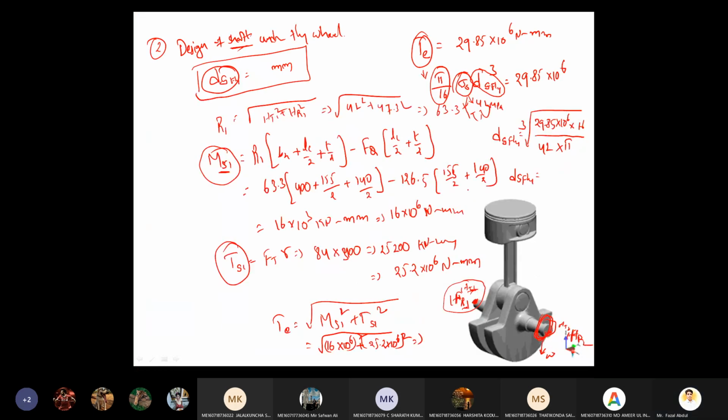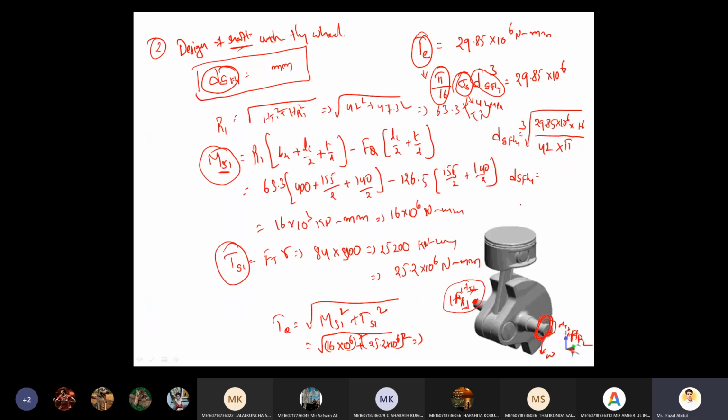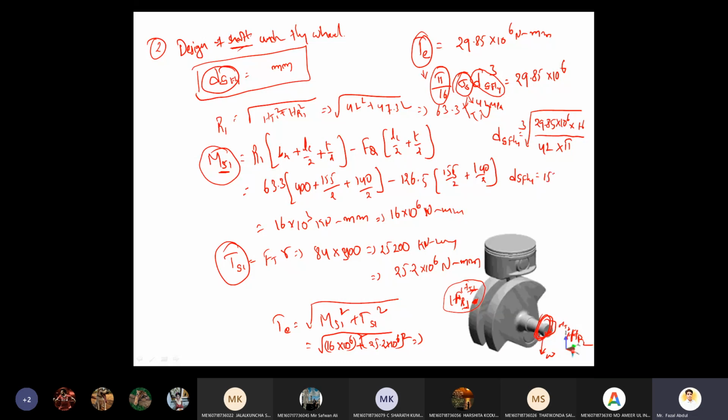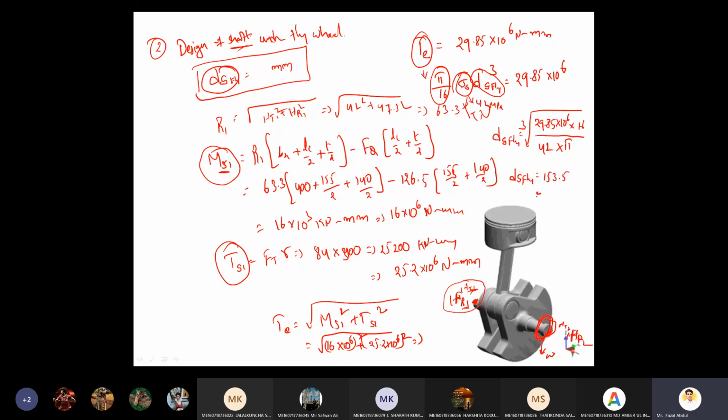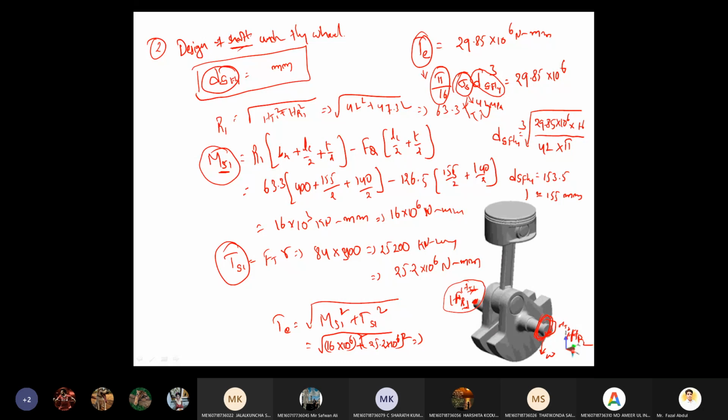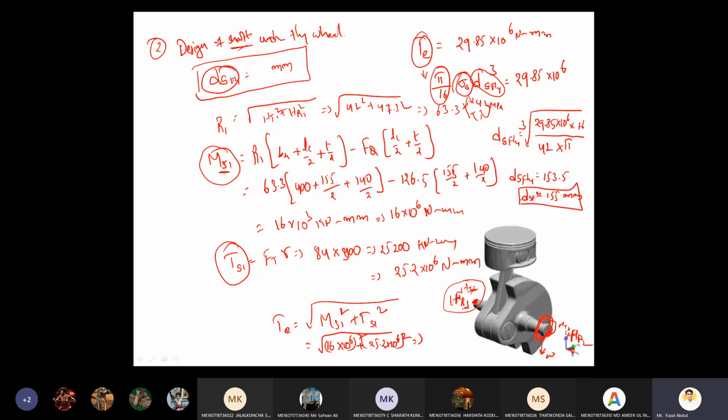Diameter of the shaft under the flywheel. How much is this one? 153.5. It means nearly I'm taking 155 mm as the diameter of the shaft under the flywheel.